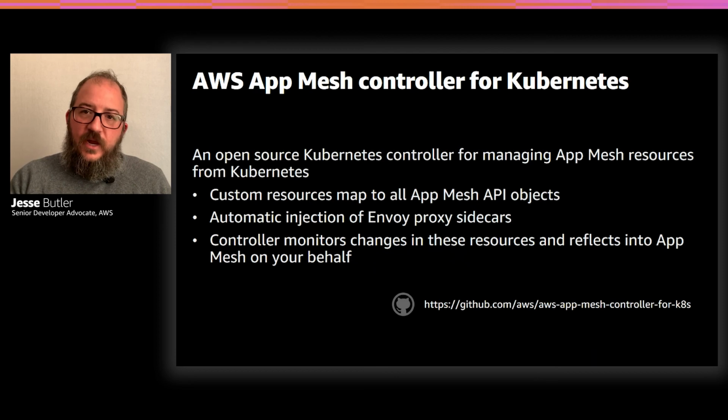And when we're using Kubernetes, we can use the AWS App Mesh controller for Kubernetes, which is an open source project that provides a set of custom resources, or CRDs, that map to the Appmesh API. And they will automatically inject those sidecars for you and make sure that they're running. And the controller will also monitor any changes in those CRD objects in the Kubernetes cluster and will reflect those changes up into Appmesh on your behalf, which then in turn gets turned into Envoy configuration, which is sent back down to the cluster.